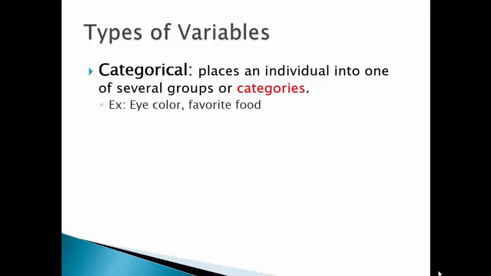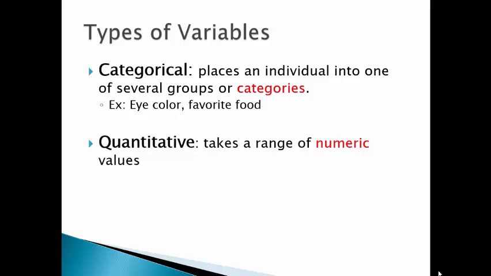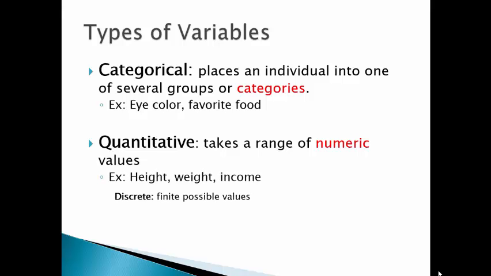So, for example, eye color, favorite food, favorite color, versus quantitative, where these things take on quantities, or there's a range of numeric values. Here, height, weight, income levels. Within quantitative, you could have a discrete quantitative variable, so something that has a finite possible number of values, countable. An example, number of goals in a soccer game.